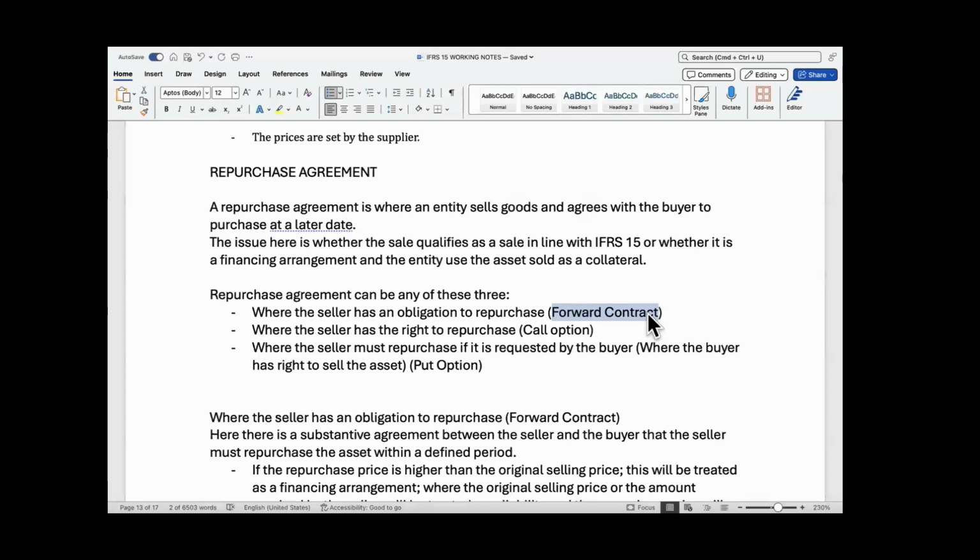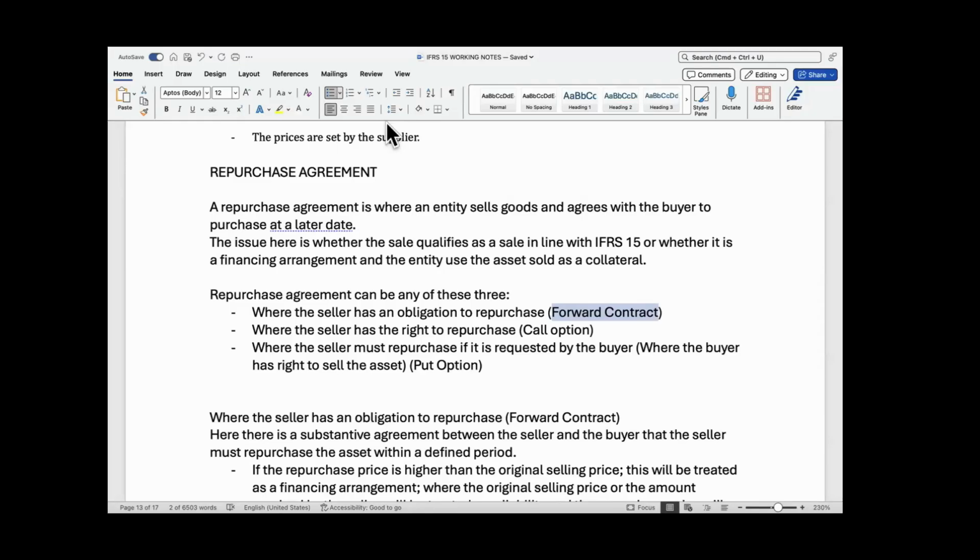Number two is where the seller has the right to repurchase. In this case, it is a right you have. You can decide to exercise that right, or you can decide to decline it and not exercise it. Whatever the case, that will help us accountants in making decisions as regards how we account for this transaction. But where the seller has the right to repurchase, that is a call option, a right to buy.